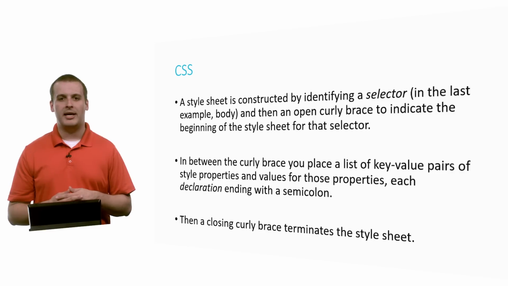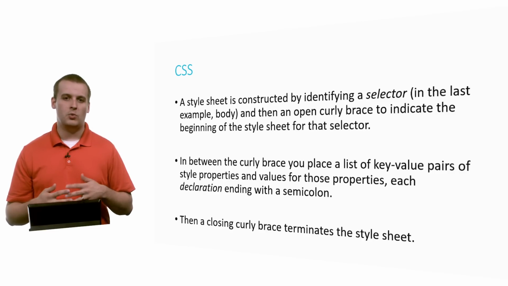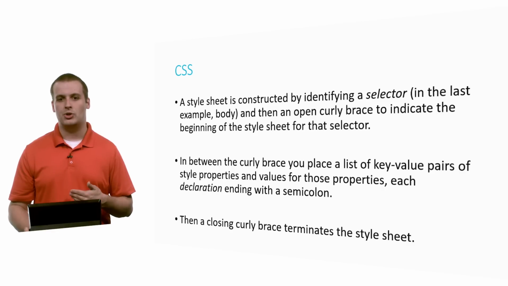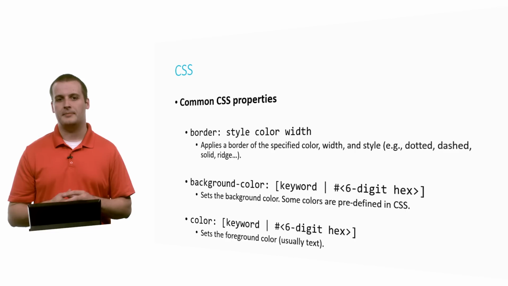Each one of them is separated by a semicolon, and we call each one of them a declaration, a CSS declaration. When we're done with all of the styling we want to apply to that particular tag, we just have a closing curly brace to end the style sheet. And we're done defining the style sheet for that particular selector.